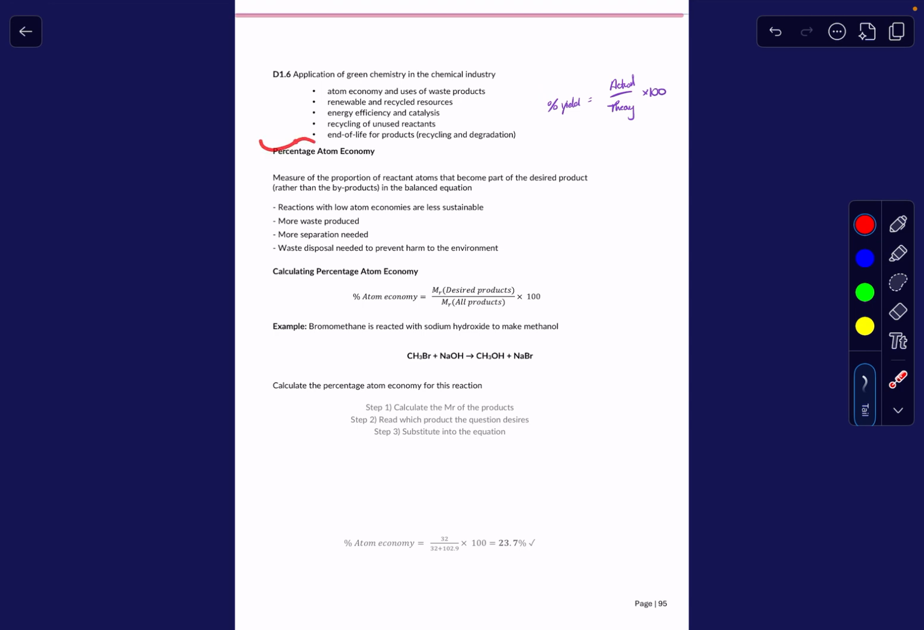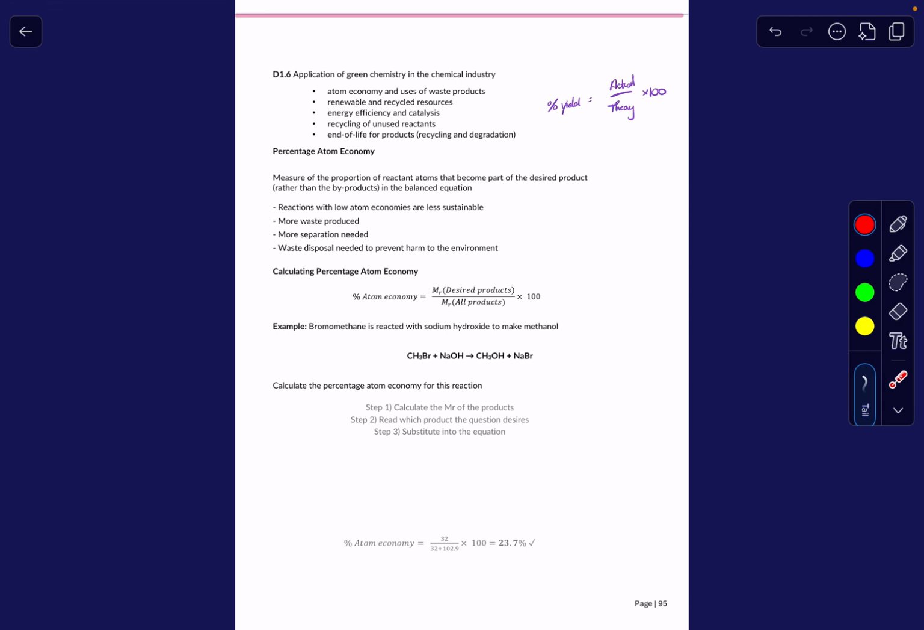Percentage atom economy tells me how much of the stuff that I wanted did I make with the stuff that I used. So it's a little bit more precise, and it basically tells me how much waste has been put into this reaction. Is it wasteful? Is there a more efficient way that we can do this?